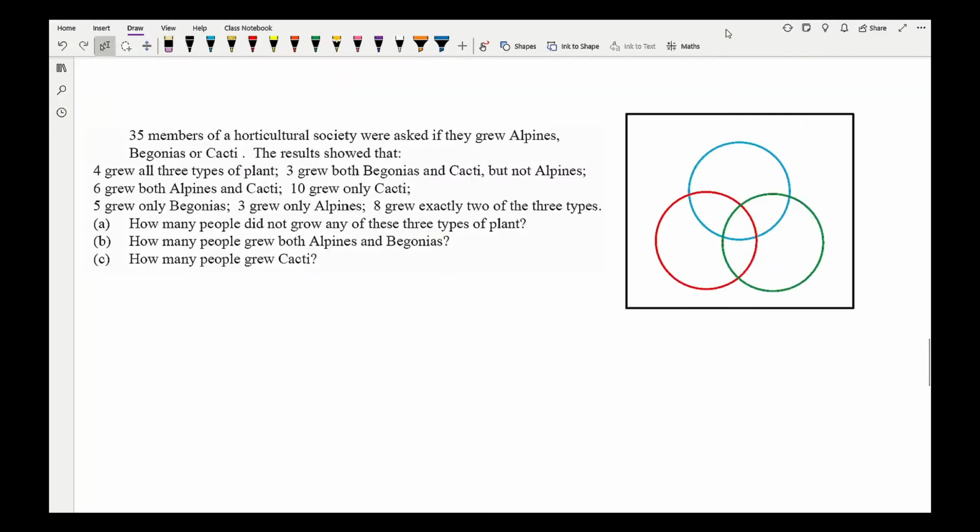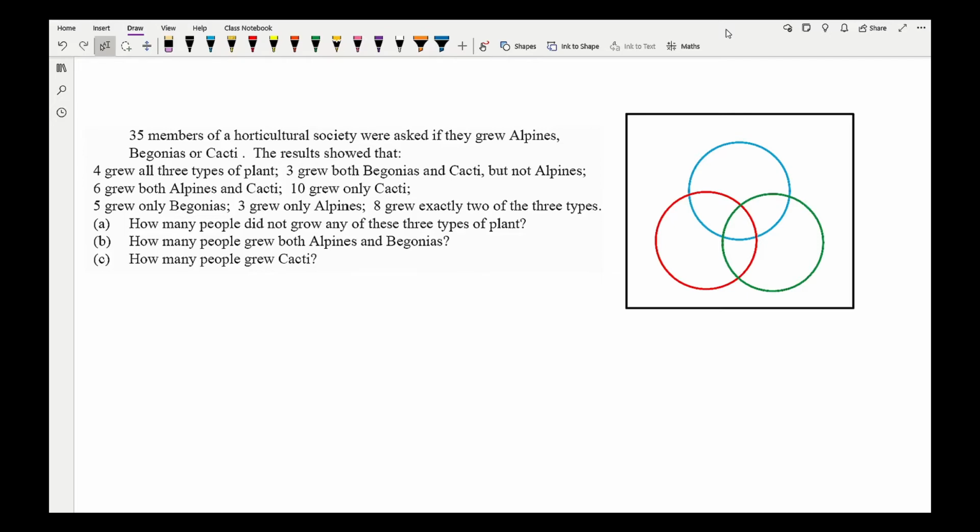So looking at our next example, we've got 35 members of a horticultural society who were asked if they grew alpines, begonias or cacti. The results showed that 4 grew all 3 types of plant, 3 grew both begonias and cacti but not alpines, 6 grew both alpines and cacti, 10 grew only cacti, 5 grew only begonias, 3 grew only alpines, and 8 grew exactly 2 of the 3 types.